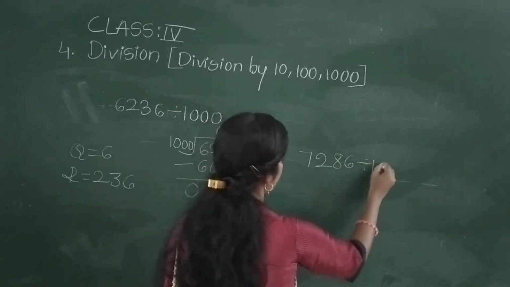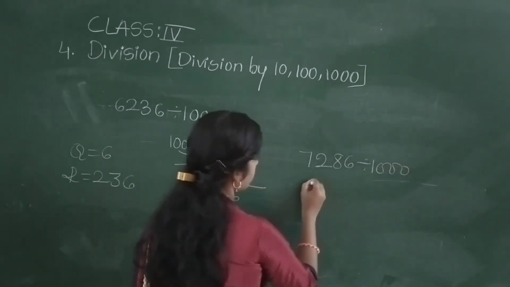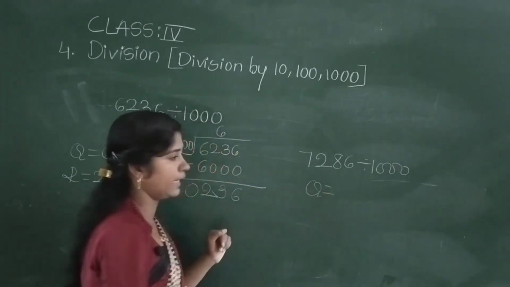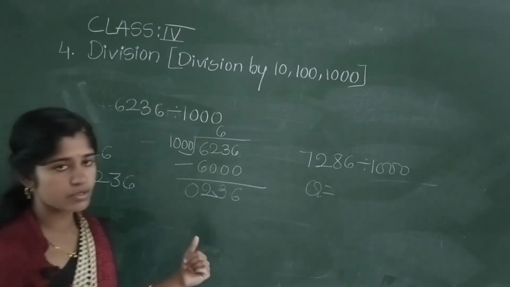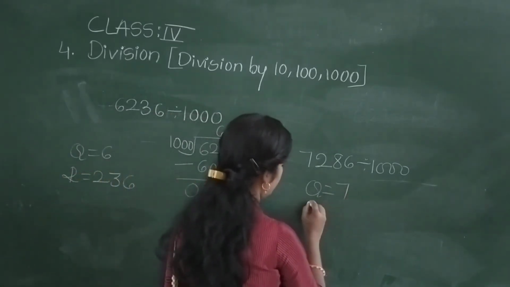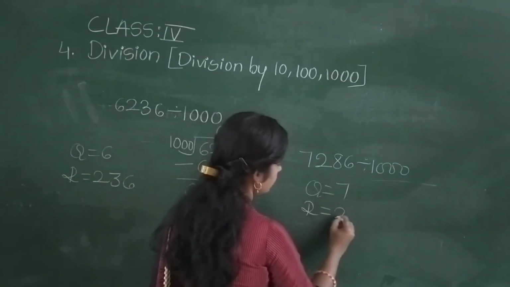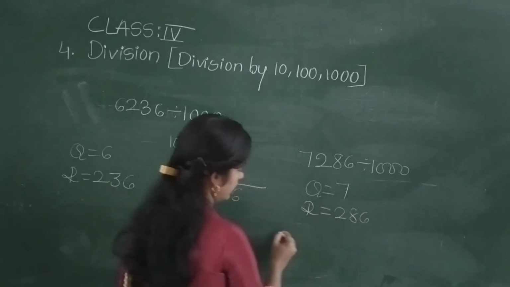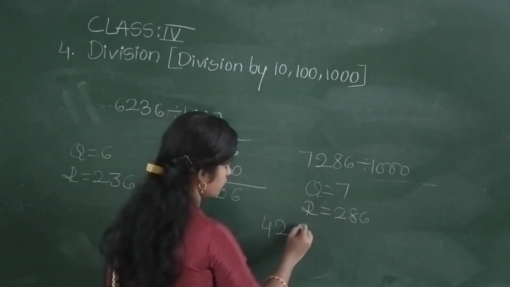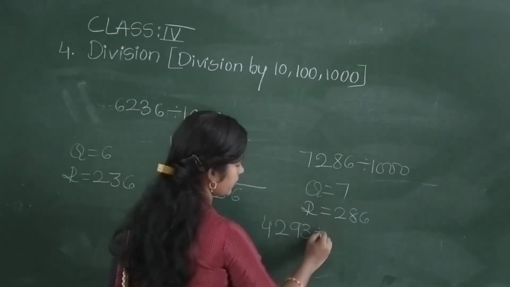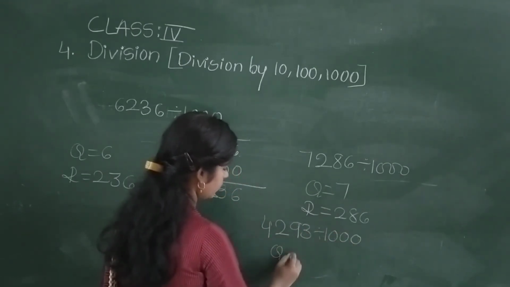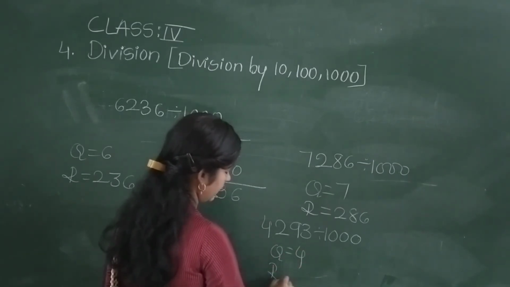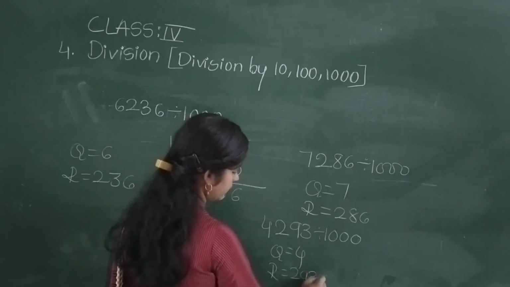Next I will take one more example, 7286 divided by 1000. So what will be the quotient? You can write directly. See, first 1 digit, next 3 digits. Here also I will write quotient is equal to 7 and remainder is equal to 286. Next you take one more example, 4293 divided by 1000. So what can I write here? Quotient is equal to 4, remainder is equal to 293.